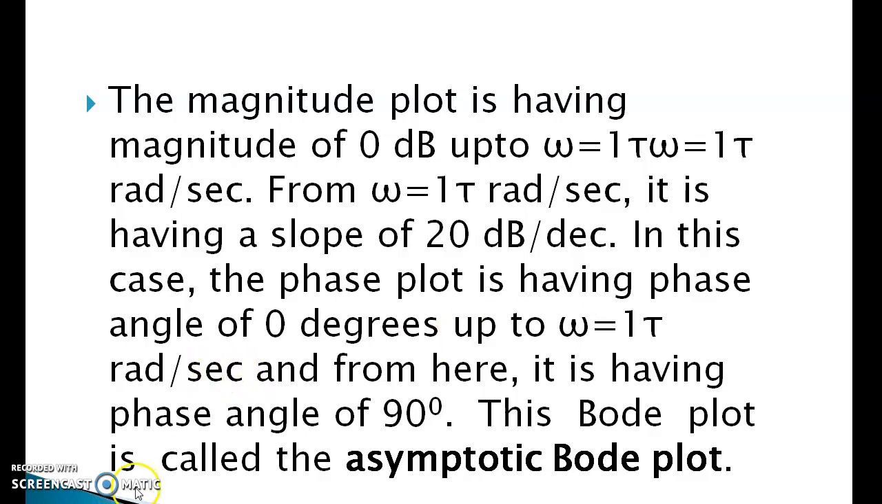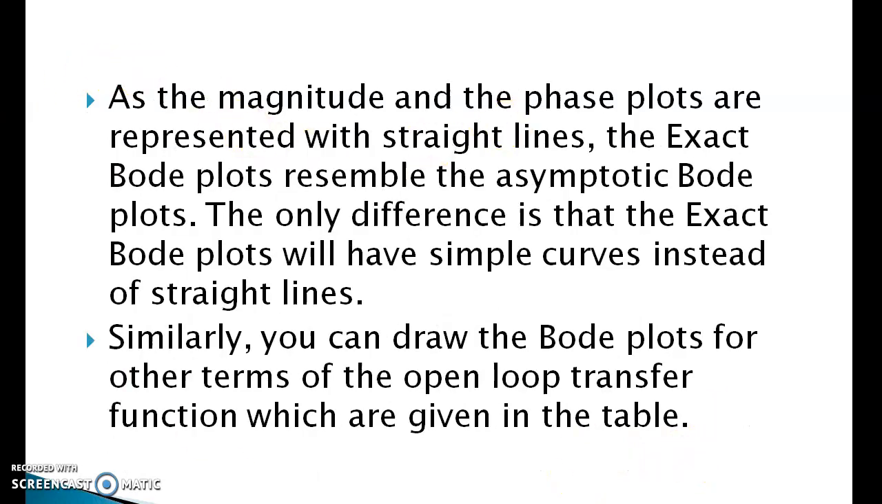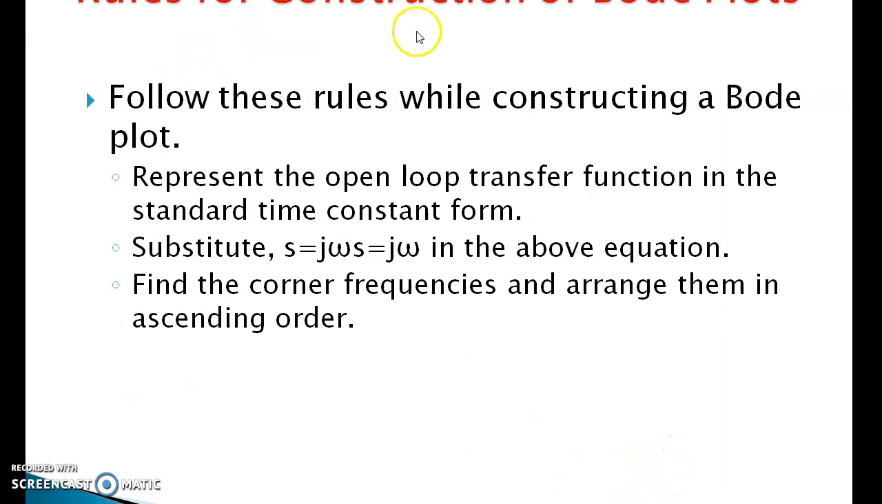This Bode plot is called the asymptotic Bode plot. As the magnitude and phase plots are represented in straight lines, the exact Bode plot resembles the asymptotic Bode plot. The only difference is that exact Bode plots will have simple curves instead of straight lines. Similarly, you can draw the Bode plots for other terms of the open loop transfer function which are given in the table.